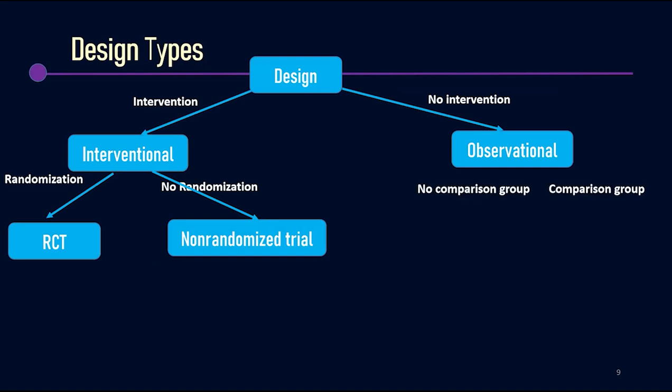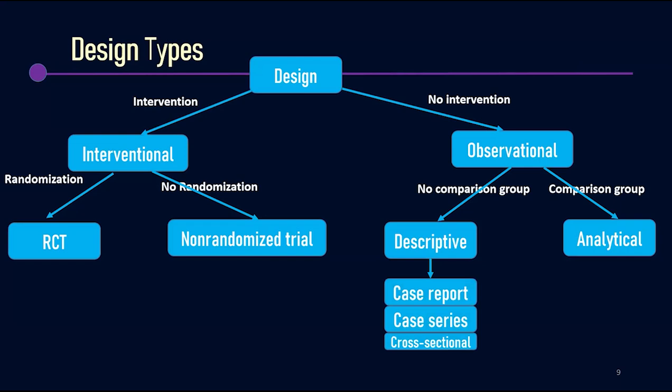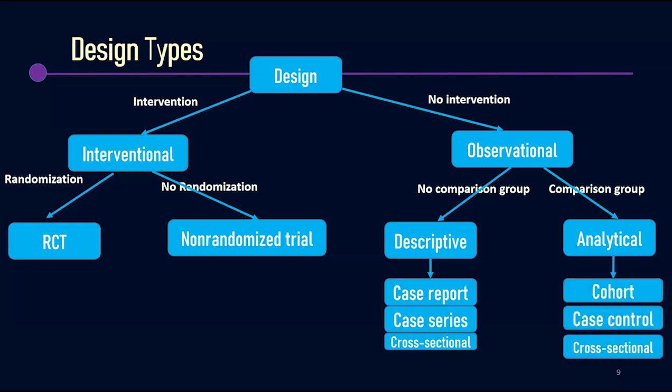Observational study also can be of two types. In one group, you put a comparison, and in another group, you do not put a comparison. The studies which don't have a comparison group are by default descriptive in nature. The examples are case report, case series, or descriptive cross-sectional study. In analytical study, examples are cohort, case control, or analytical cross-sectional study. So when you have a control group or comparison group, automatically the study becomes more powerful.